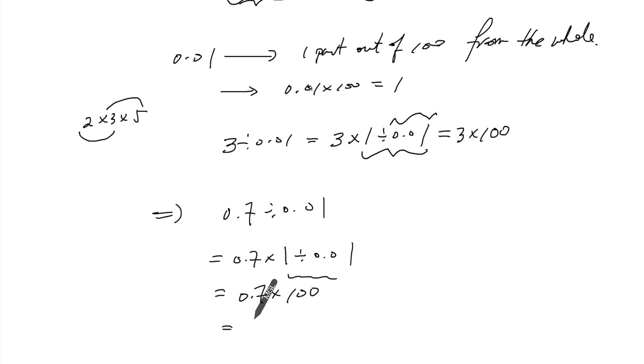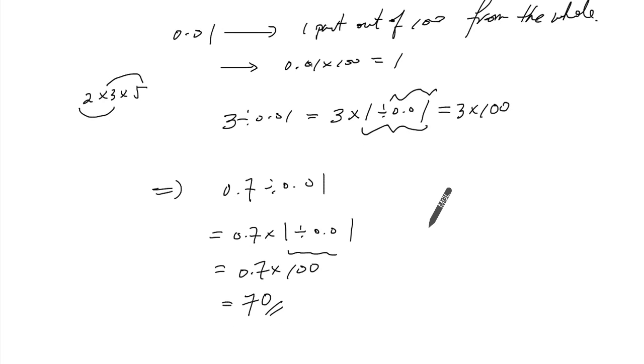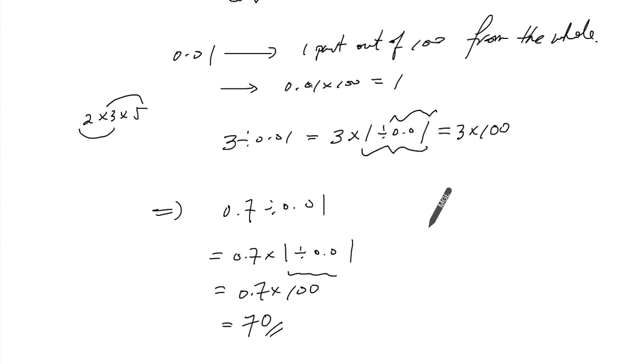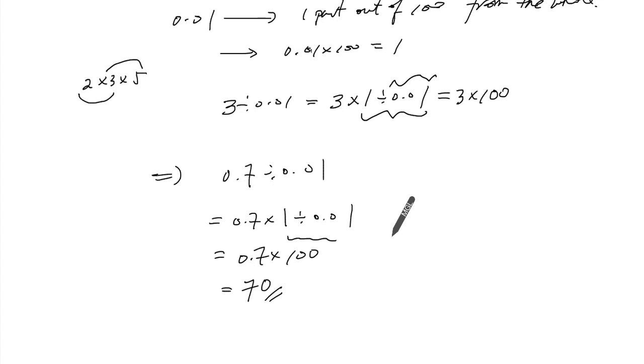So of course, making this 100 times bigger means moving the place value twice to the right, so it's going to be 70. So hopefully that was an interesting short video about understanding why when you divide something by a decimal value, it turns into multiplication.